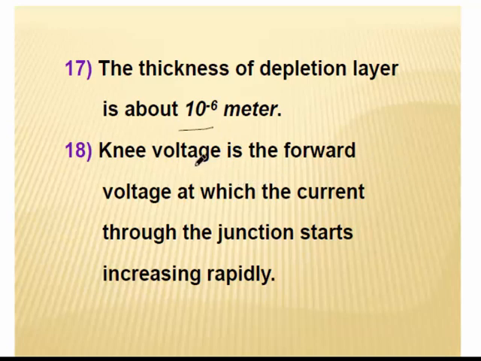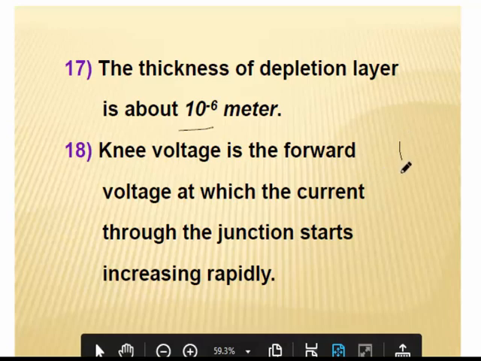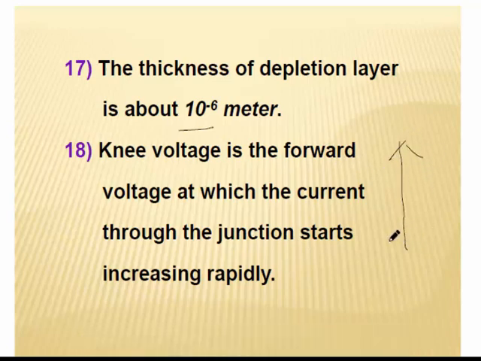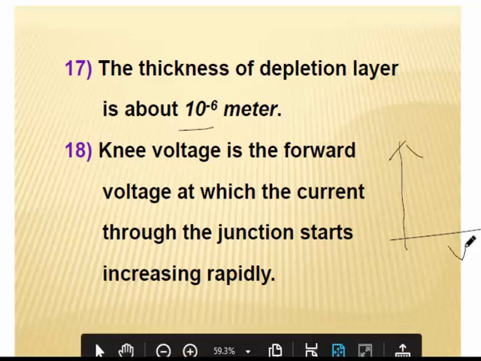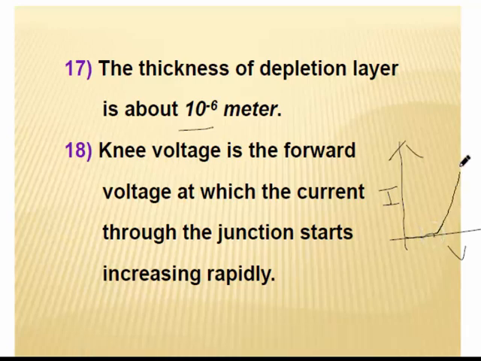Now the knee voltage is the forward voltage at which the current through the junction starts increasing rapidly. What is knee voltage? When you take a graph of voltage versus current, at some stage the current is 0 even though voltage is increasing. But at one particular voltage the current starts increasing rapidly. This voltage is called knee voltage.